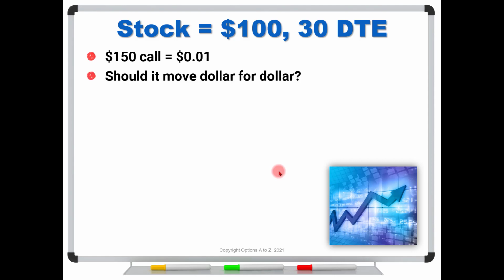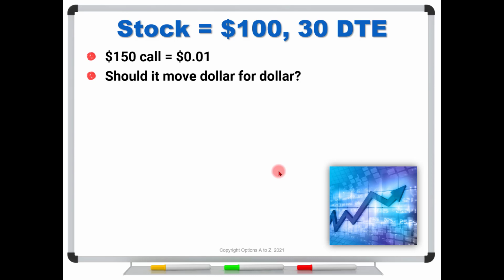Should this option move dollar for dollar with the stock? If you think that it should, that would be way too good to be true. That means you could buy this option for a penny and it would behave just like a $100 stock. What a fabulous deal that would be for a buyer, which means it would be a horrific deal for the seller. Nobody's going to sell you that for a penny and be on the hook for dollar changes.